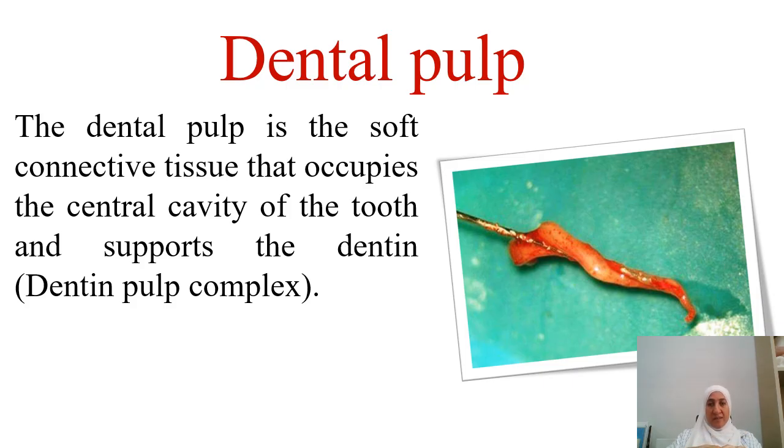As long as the dental pulp is surrounded by odontoblasts, and the odontoblasts reach by their processes, of course, into the dentin, thus dentin and pulp are called the dentin pulp complex. We can't separate the dentin from the pulp because the formative cells of the dentin exist in the pulp. Thus, it's called dentin pulp complex.